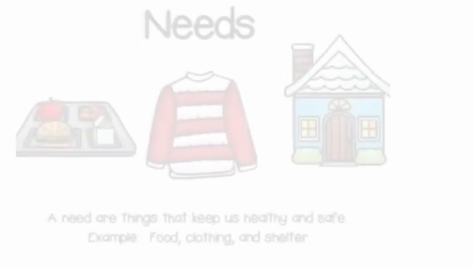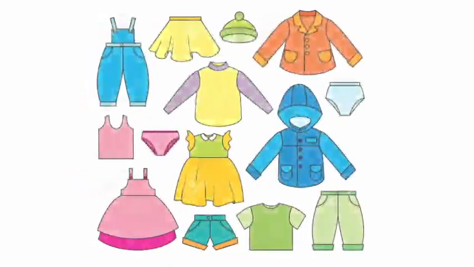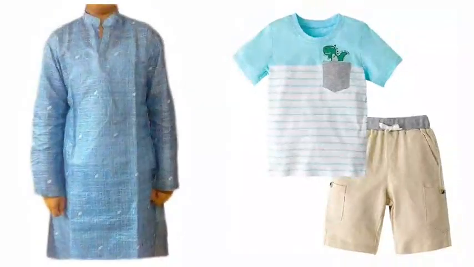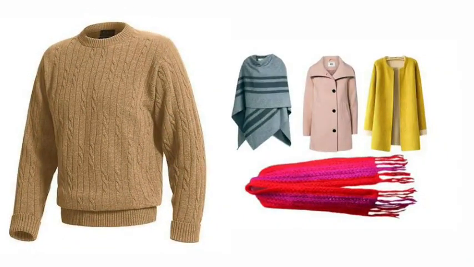We all know that there are three basic needs for humans: food, cloth and shelter. We wear different types of clothes in different seasons. For example, we wear cotton clothes in summer season and woolen clothes in winter season. These clothes are made up of fabric, and fabric is made up of fibers.